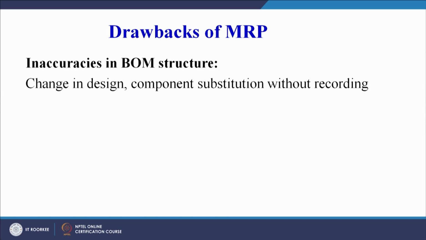Then the inaccuracies in the bill of material structure. Sometimes there can be change in design, component substitution without recording. So if our bill of materials file is not changing, but the product has changed, again it will lead to malfunctioning of the MRP system, because any change in the bill of materials file must definitely be accounted in the MRP system in order to get accurate results, or the accurate planned order schedule, which is the output of the MRP system.